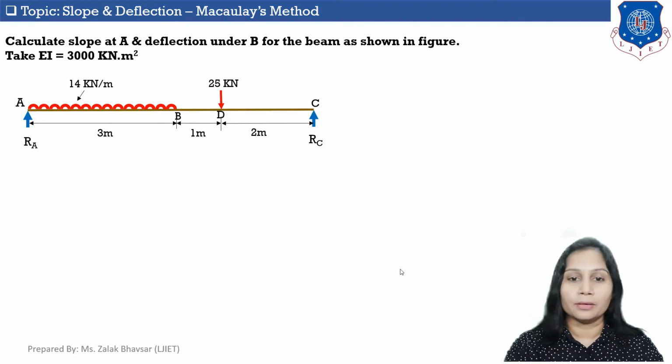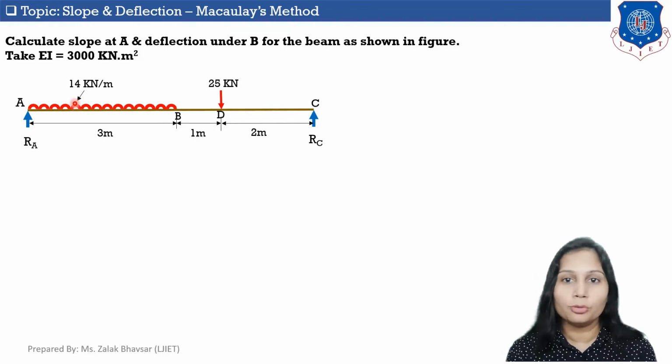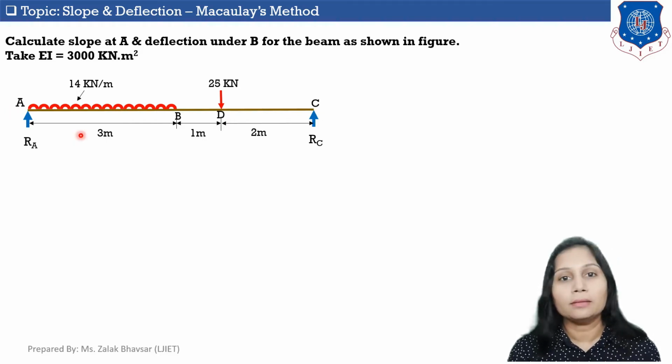So in this figure you can see this is a simply supported beam which is carrying UDL of 14 kilonewton per meter, which is for a length of 3 meters starting from point A. The beam also carries point load of 25 kilonewton which is acting at a distance 4 meter from point A. Okay, total length of this beam is 6 meter.